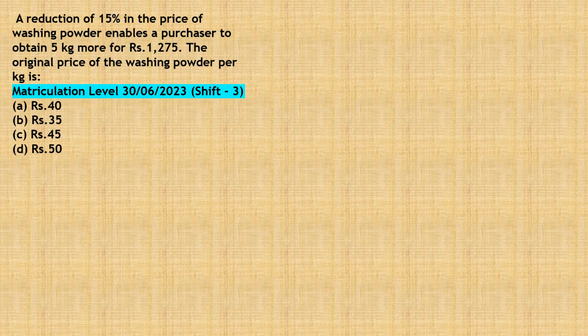A reduction of 15% in the price of washing powder enables a purchaser to obtain 5 kg more for 1275 rupees. We need to find the original price of the washing powder per kg. The price was 100, reduced by 15%, that is 85, and the ratio is 20:17. If the spending is the same, then the quantity is inversed, that is 17:20. They are getting 3 ratio more. 3 ratio denotes 5 kg, so 1 ratio denotes 5/3 kg.